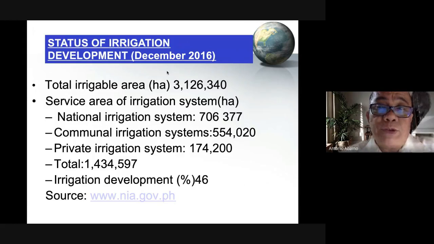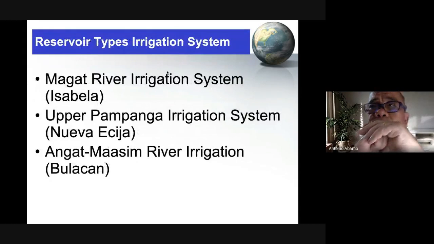It's almost like there is still another 50% of the total irrigable area that needs to be irrigated. That's a huge area to think about. Now, in the Philippines, our irrigation development is only about 46% of the total potential for irrigation. Okay, now what are the sources of irrigation?